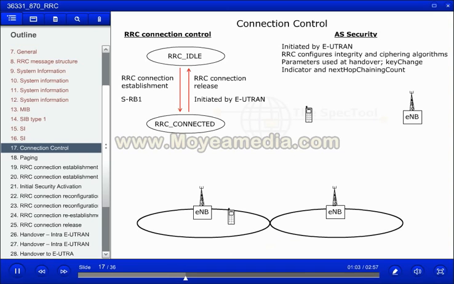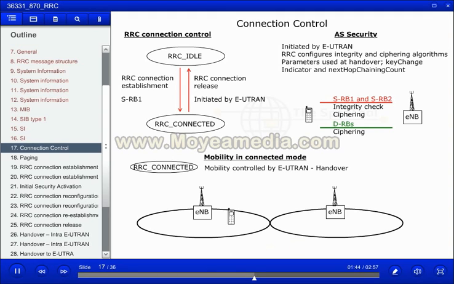Access stratum security is also part of connection control. It includes ciphering of information delivered on both signaling bearers and radio bearers, and also integrity check of RRC messages delivered over signaling radio bearers. RRC is responsible for configuration of security algorithms and the parameters key change indicator and next hop chaining count used at handover or connection re-establishment.